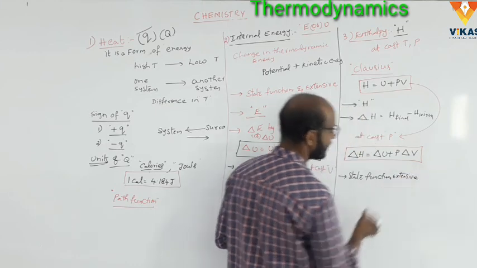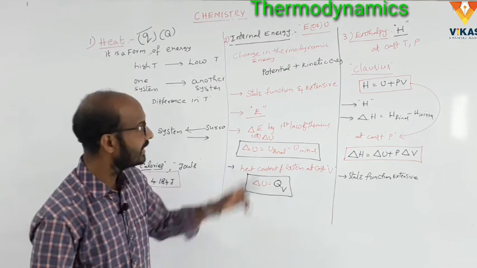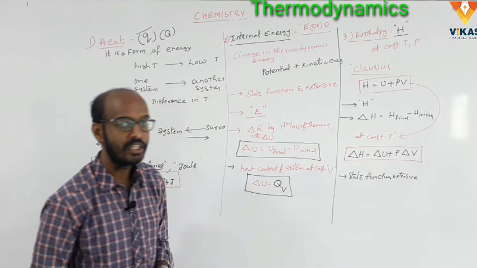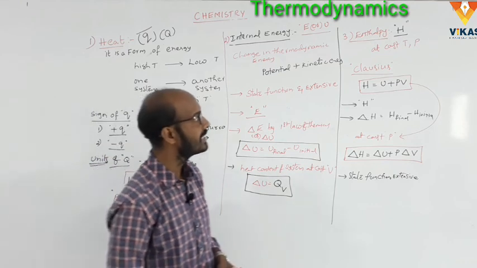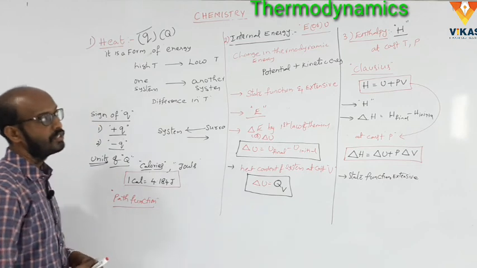So what is the meaning of extensive property? It depends upon the total amount of the substance. Here the internal energy and enthalpy both are state functions and extensive properties. So this is the enthalpy. So once again, I will go over total heat, internal energy and enthalpy.